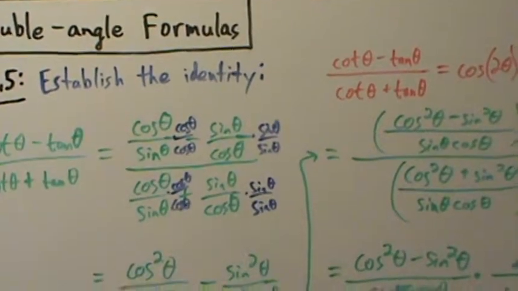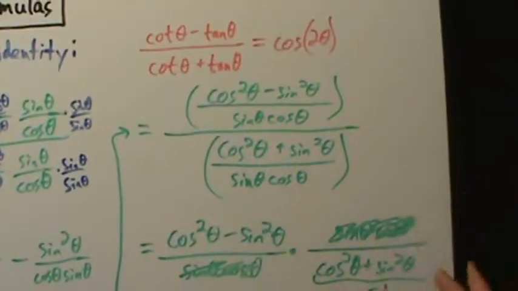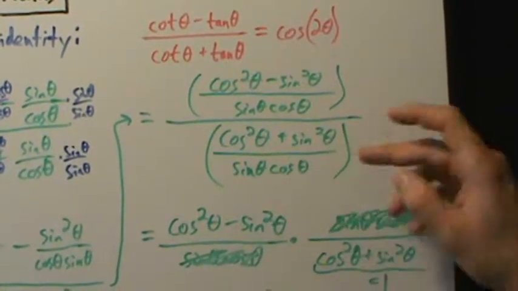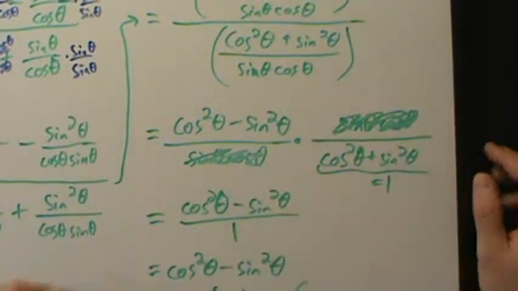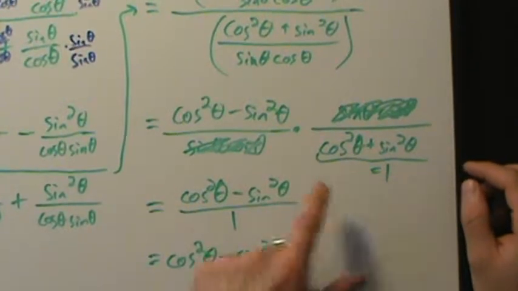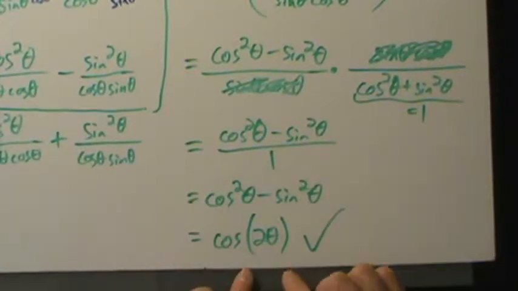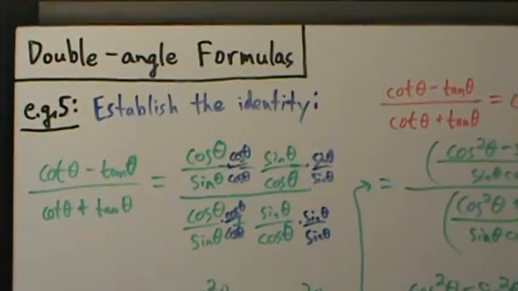So we did that. Then we got a common denominator. We combined everything with the common denominators. We simplified dividing by a fraction, multiplied by the reciprocal. So we did that. We canceled these common factors here, and then we used the Pythagorean identity to simplify this. And then this is our double angle formula right here. Okay, so that's example 5 of double angle formulas, establish the identity.